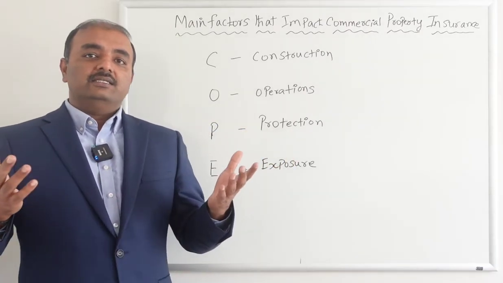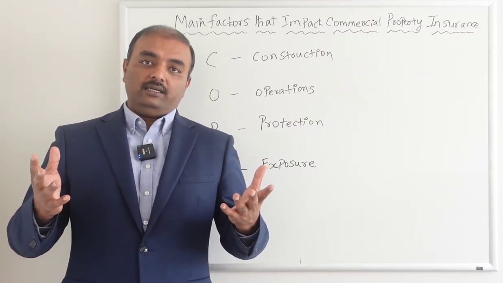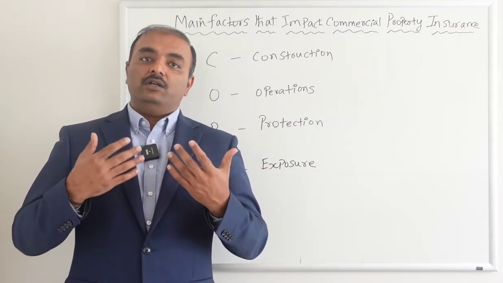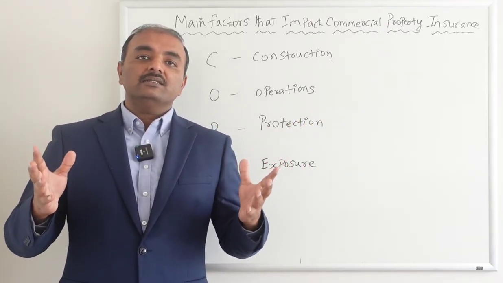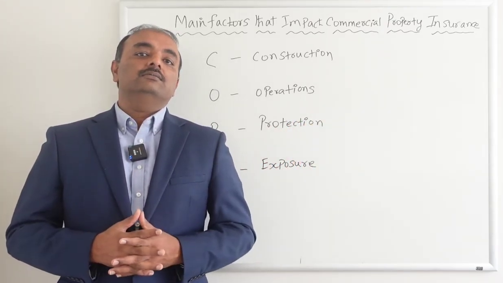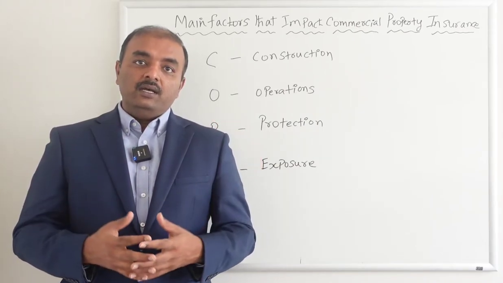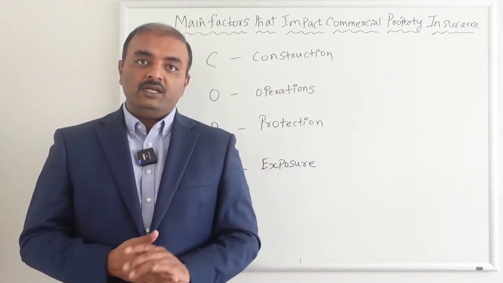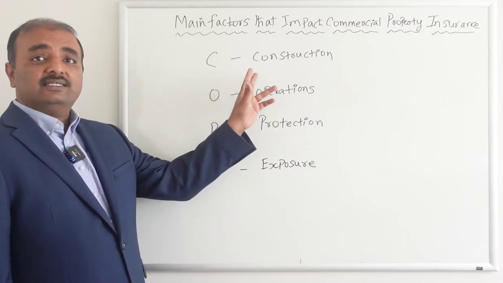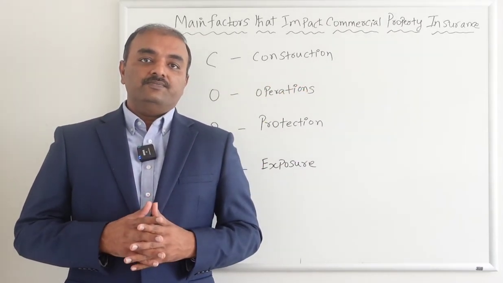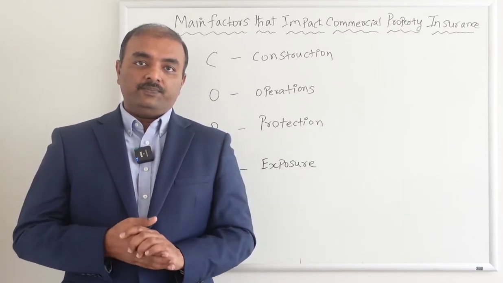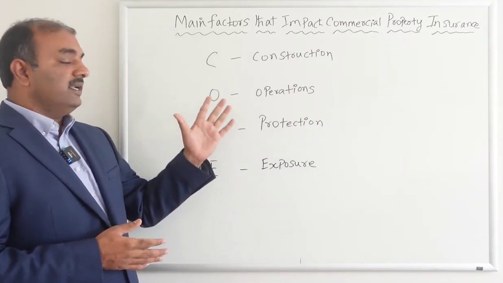Or the age, say if the buildings are older, then what happens? The premiums are going to be more. Or the size of the building. If there are multiple buildings or the square feet is more, then you are going to charge them more premium compared to smaller buildings. So the first thing is the construction factor, which plays a major role in deriving the commercial property insurance premium. Second factor is operations.